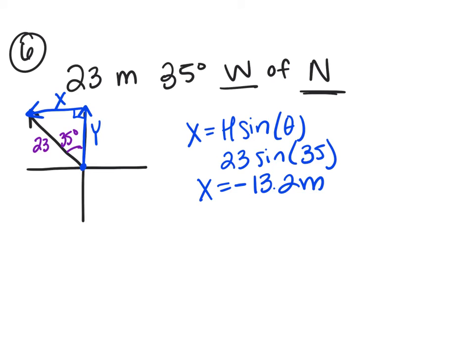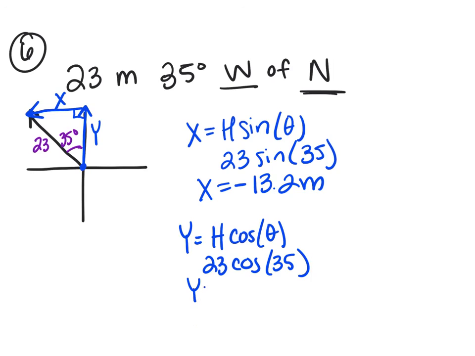Moving on to the y component, the y is going to be adjacent to our angle this time, so we're going to use cosine. It will be 23 cosine 35, and when you type that in the calculator, you will get an answer of 18.8 meters. We're going to leave this positive because it is headed north, and north is positive. So that's how you solve questions 5 and 6. If you have any questions, just let me know.